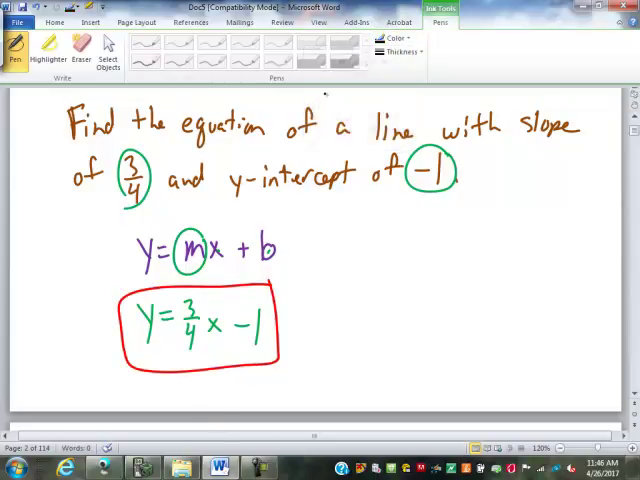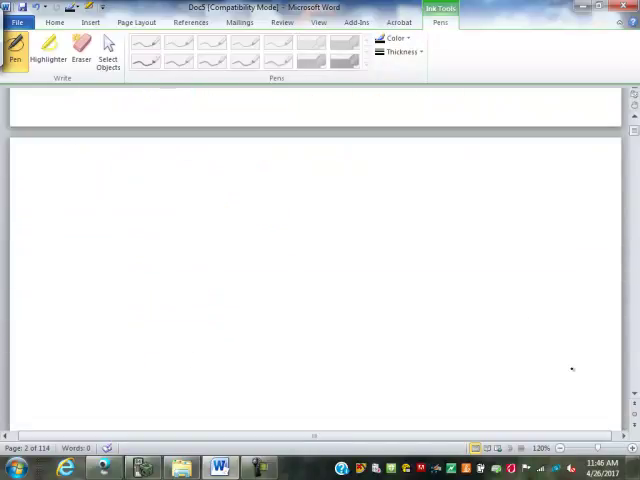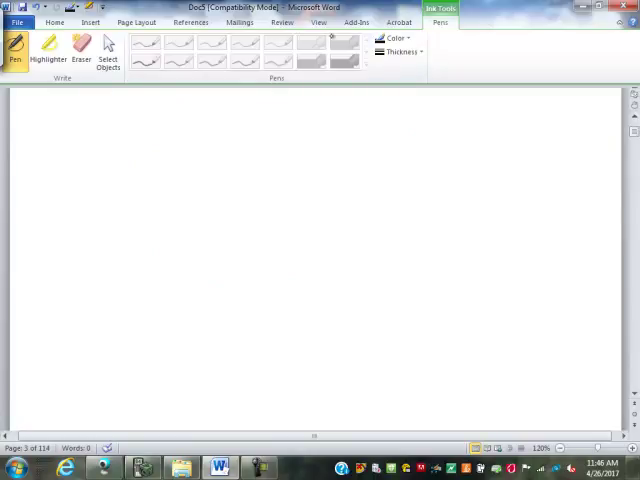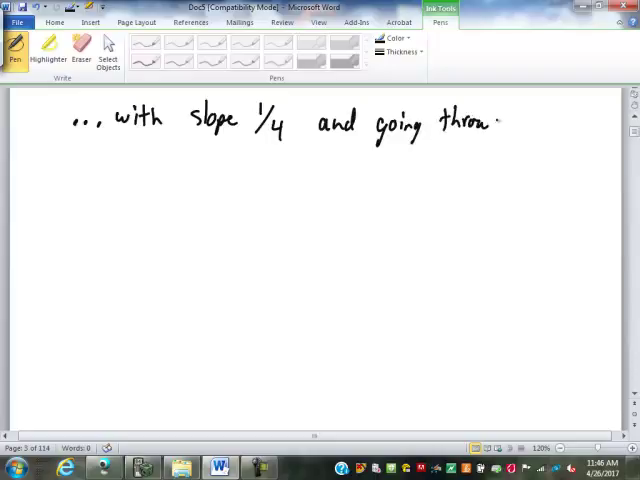Usually not quite that simple. Usually they're not just going to come right out and say, here's your slope, here's your y-intercept. So a lot of times what they're going to do is like this. Find the equation of a line with slope of 1/4 and going through the point 8, 3.